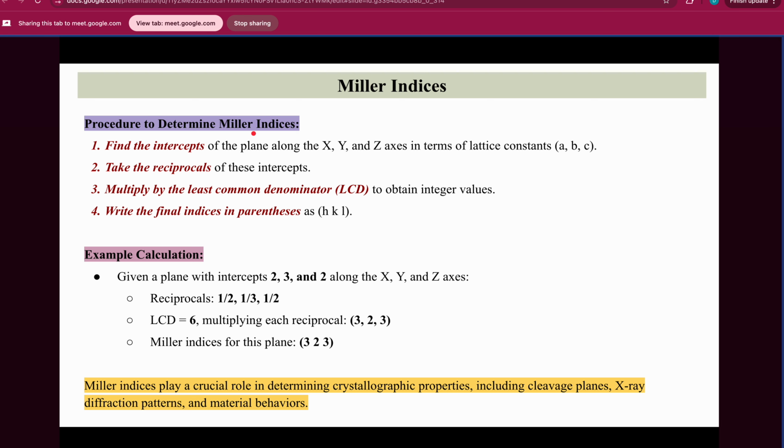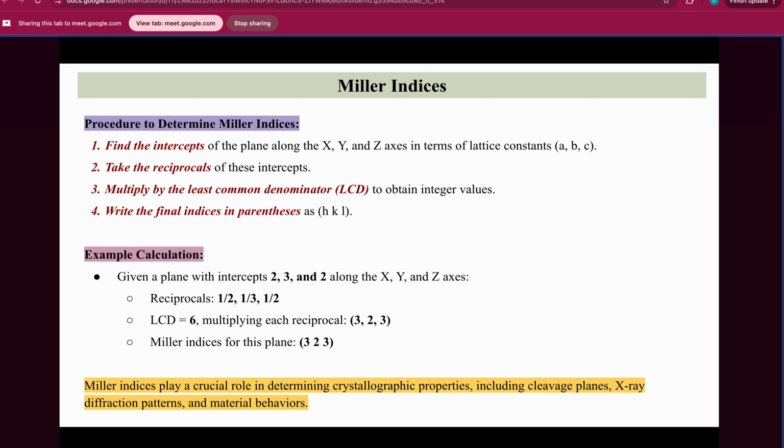The procedure to determine Miller indices is, firstly, we need to find the intercepts of the plane along the x, y and z axes in terms of the lattice constants a, b and c. For the plane which is defined, we'll see where the intercepts are, along the x, y, z axes, where my plane is cutting. That will be my intercepts. Then take the reciprocal of these intercepts, multiply them by the least common denominator to obtain integer values, and write the final indices in parentheses as HKL. The values can go negative along the x, y and z axes, and if there is some rotation, then the values present along the x, y, z axes can also be negative.